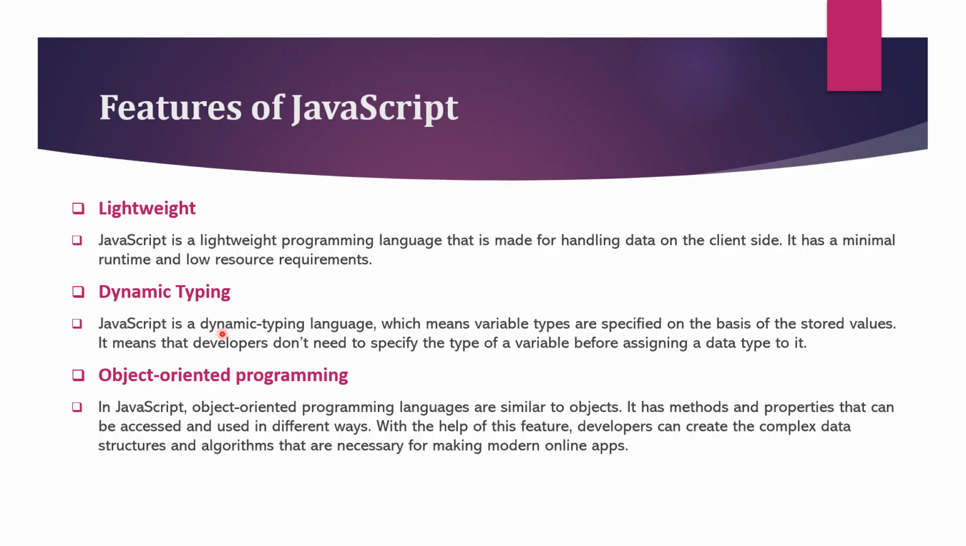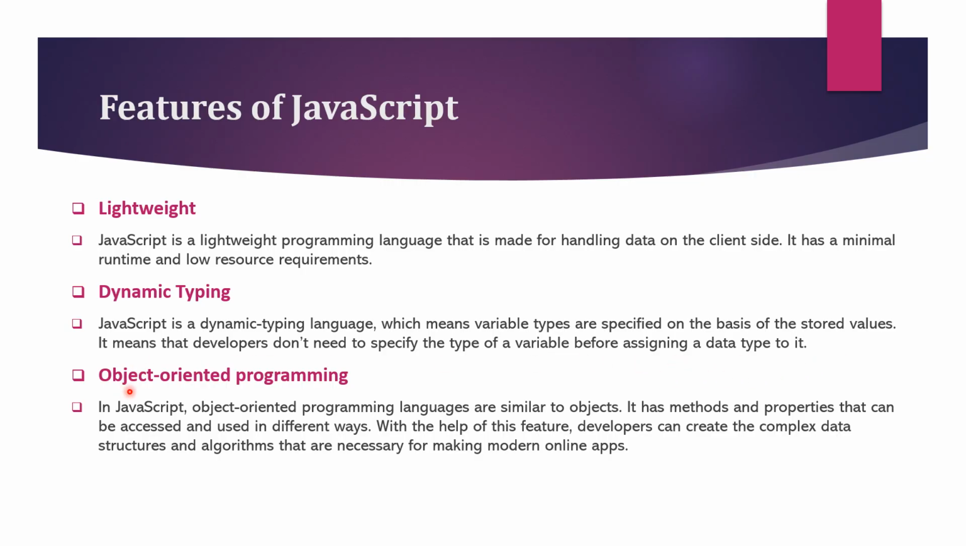Dynamic type. JavaScript is a dynamic type language, which means variable types are specified on the basis of the stored value. It means the developer doesn't need to specify the type of variable before assigning a data type to it.